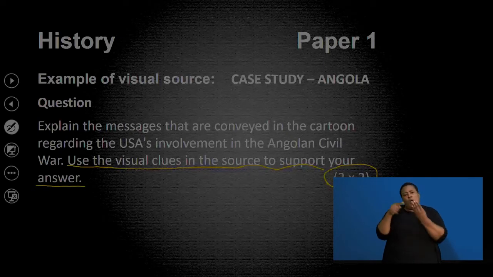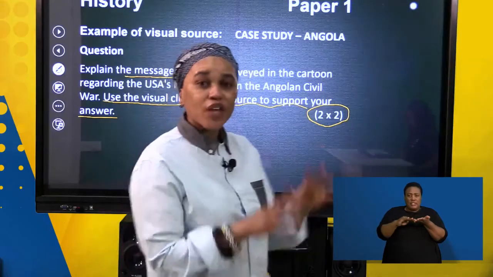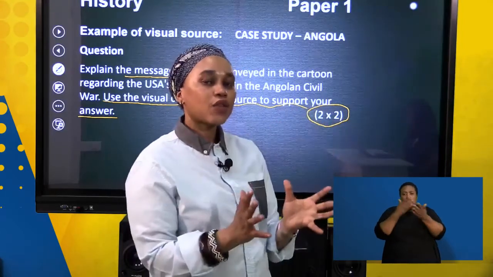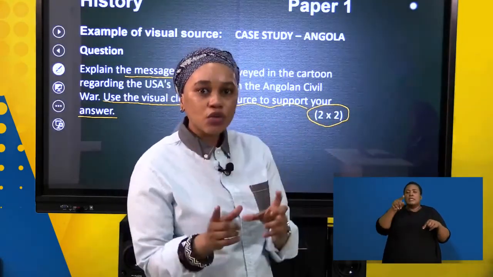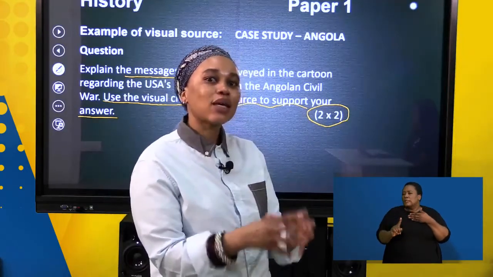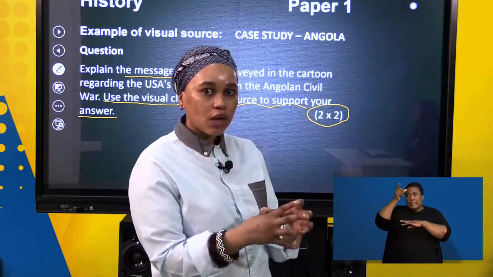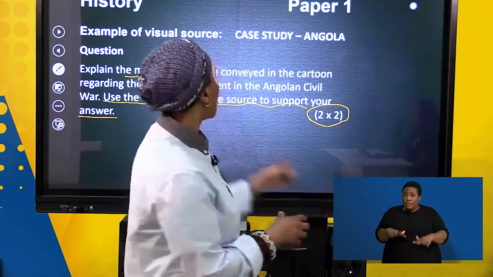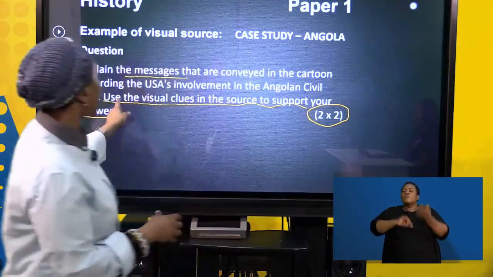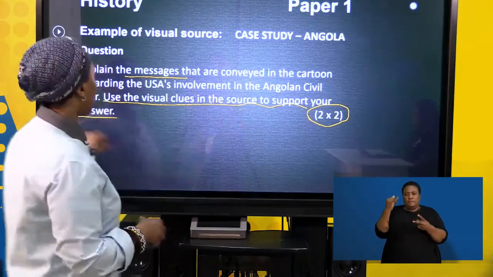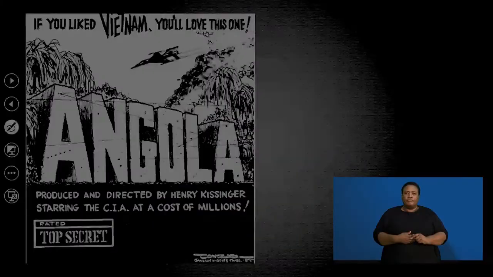So the 2 marks are obviously for the message that you're supposed to give. The cartoon itself does not give you the message. It can just give you a caption and then you will see the cartoon. It's up to you to come up with the message based on your understanding and your analysis of that cartoon. And once you've given that message that is conveyed by that cartoon, you then need to support it with the visual clues in the source itself. Okay, so let's look at our example here.